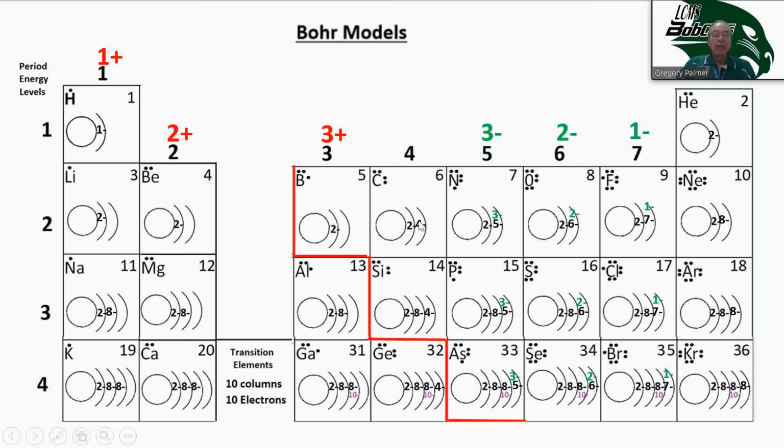Family 4 is going to be special. This is primarily where covalent bonding happens. Because it would have to gain 4 or lose 4, and they never lose or gain more than 3.